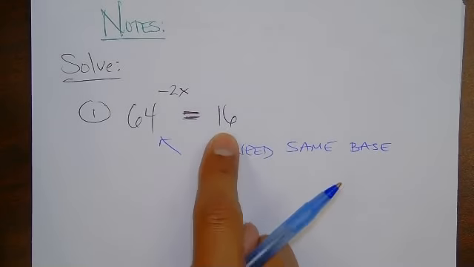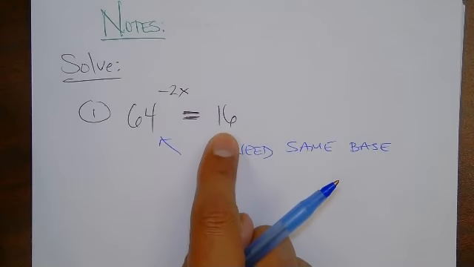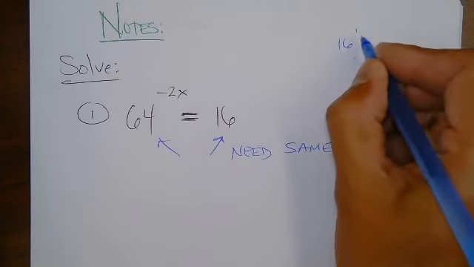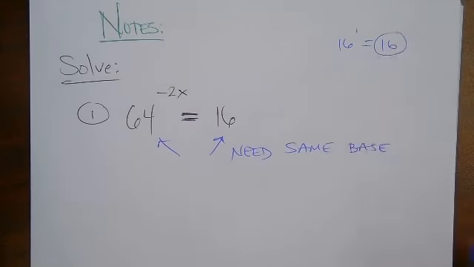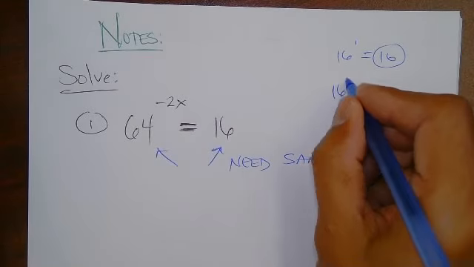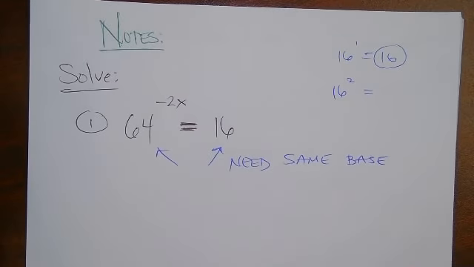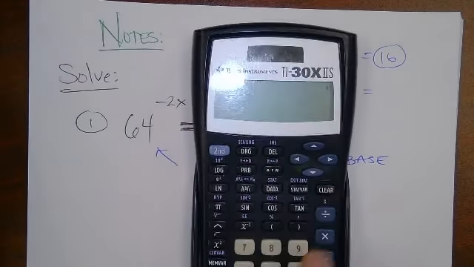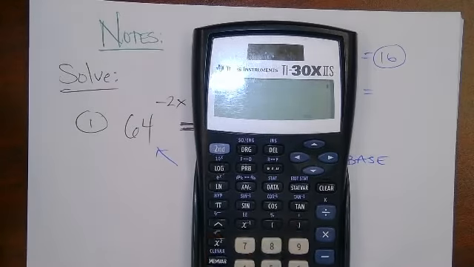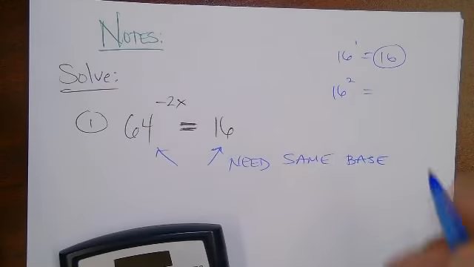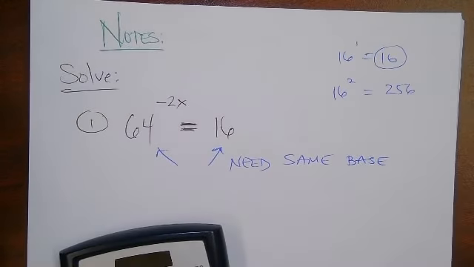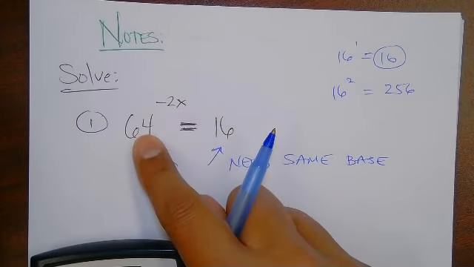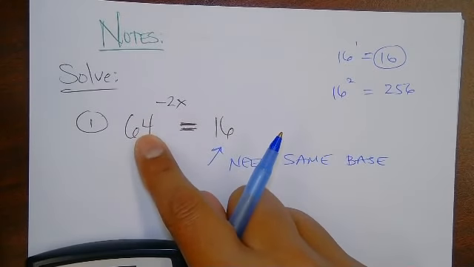So does that mean usually you look at the smaller number? Does that mean 16 is going to be the base here? Yeah? Well, let's see. What's 16 to the power of 1? 16. What is 16 squared, or 16 to the power of 2? What is it? 16 squared is 256. So we're already way past 64. There's no way 16 can be the base.